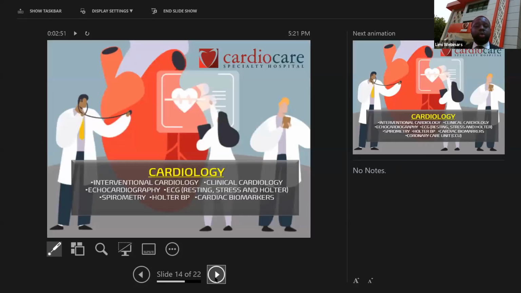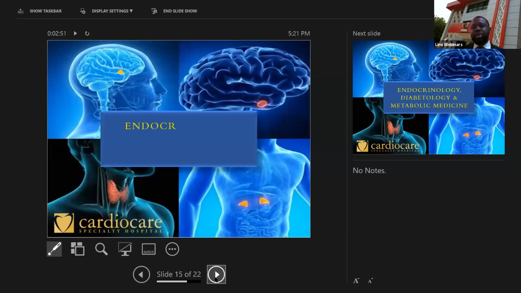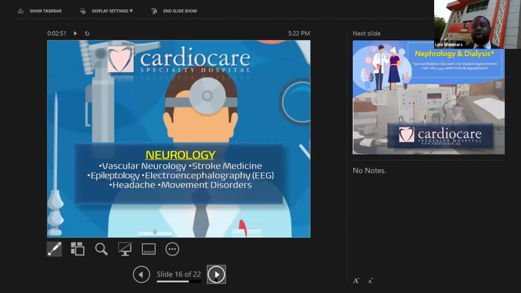So cardiology is what we do. All aspects of cardiology, interventional, clinical, echoes, stress tests, Holters, everything. Cardiac biomarkers, CCU, arterial blood gases, and all that. Endocrinology, diabetology: Dr. Awofisoye leads the team of endocrinologists to take care of diabetes. So we have such patients you may need to refer.